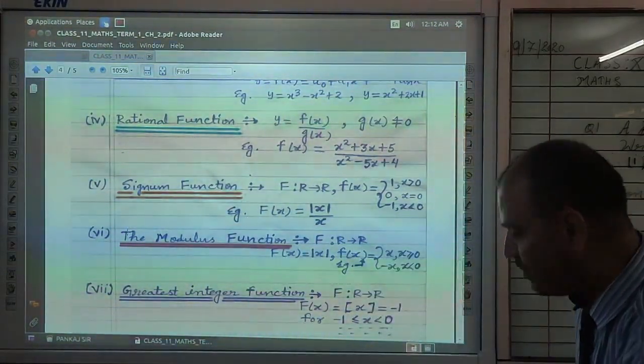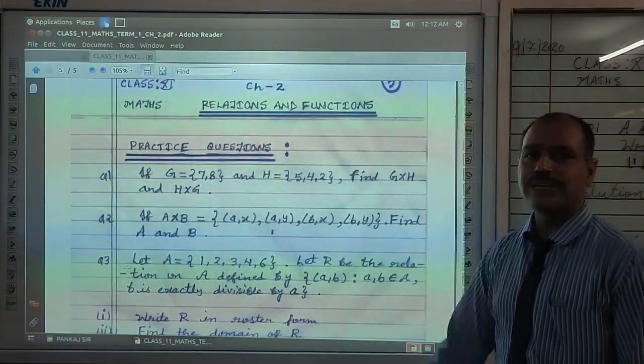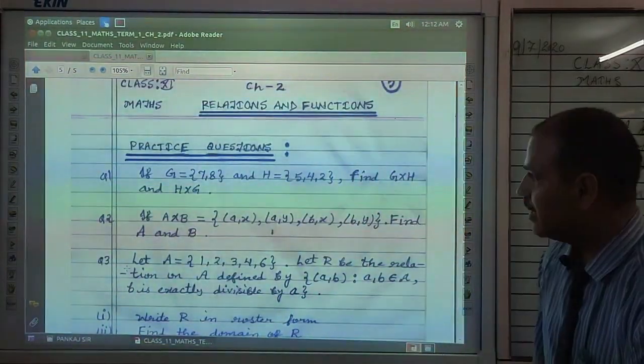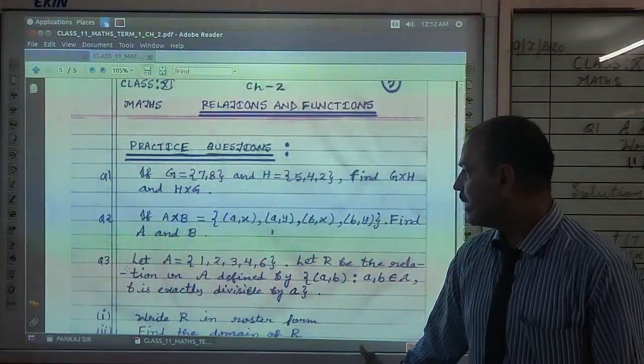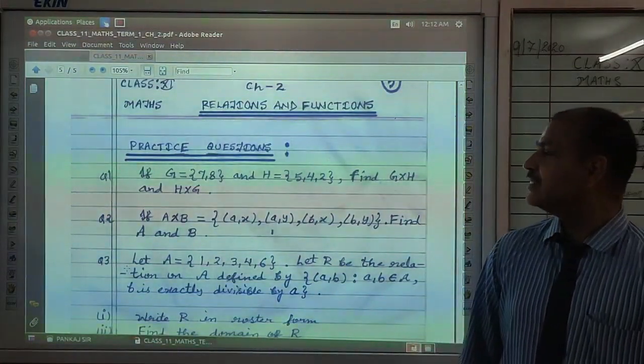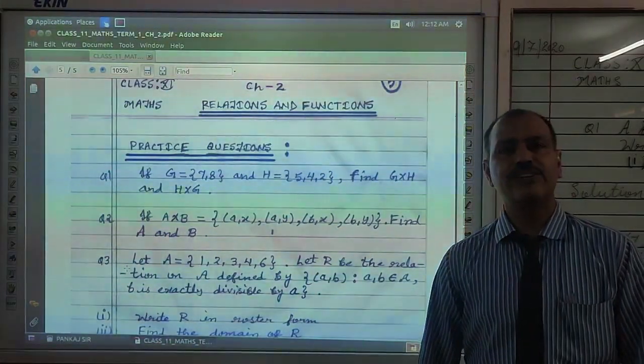Here a practice sheet is given. Practice sheet, chapter 2, relations and functions. Go through these questions and do practice. I hope you can understand all the important points of chapter 2, relations and functions.